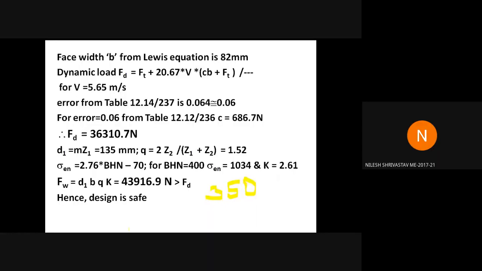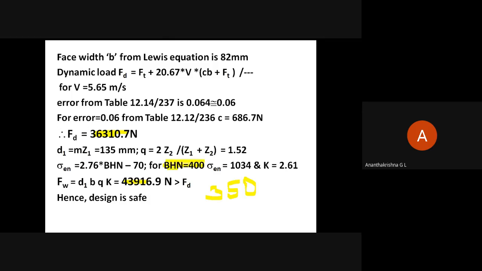So it is less, sir. It's around 33,000. Oh, it is 33,000, correct? So K, what you get is 1.96. Is that correct? Yes, sir. Others, are you getting that? Yes, sir. So for 350 BHN, we get lesser than 36,310 Newton. So therefore 400 only is correct.